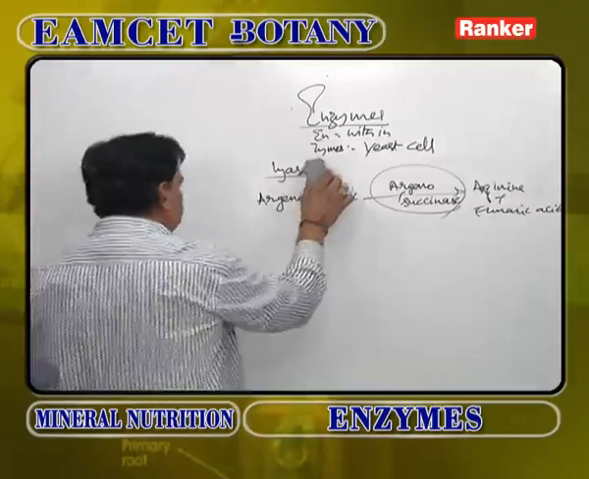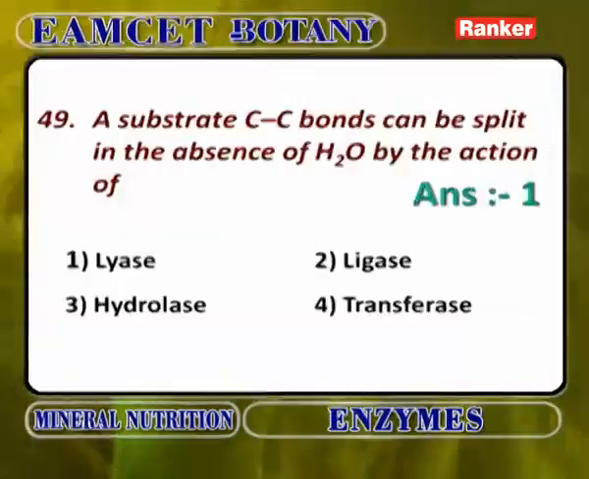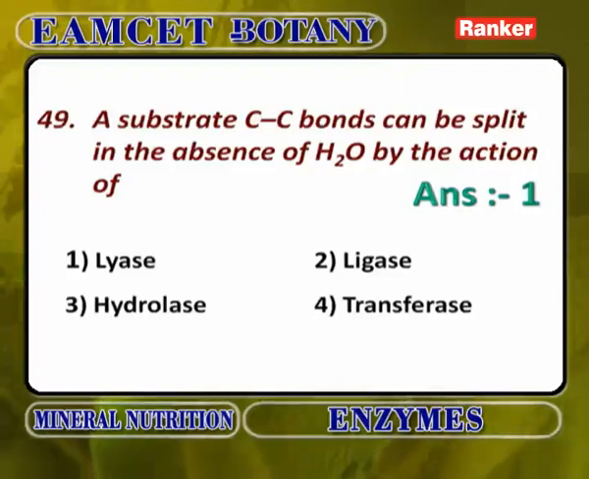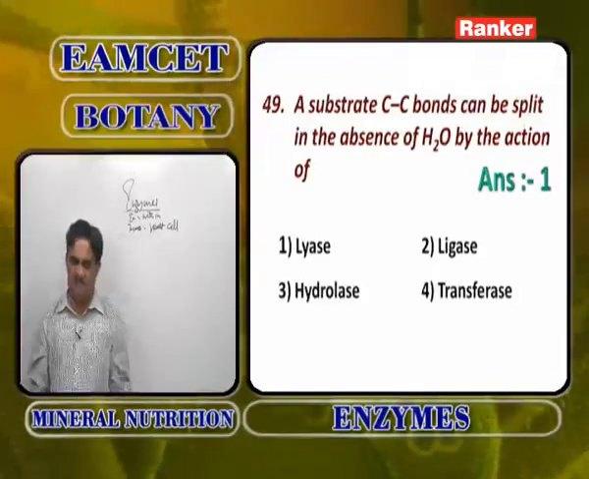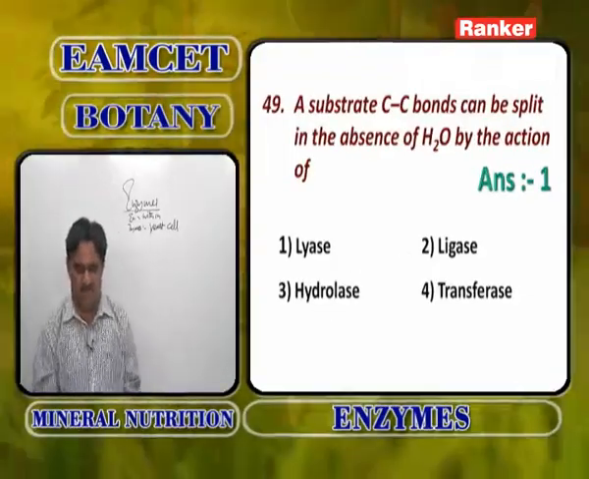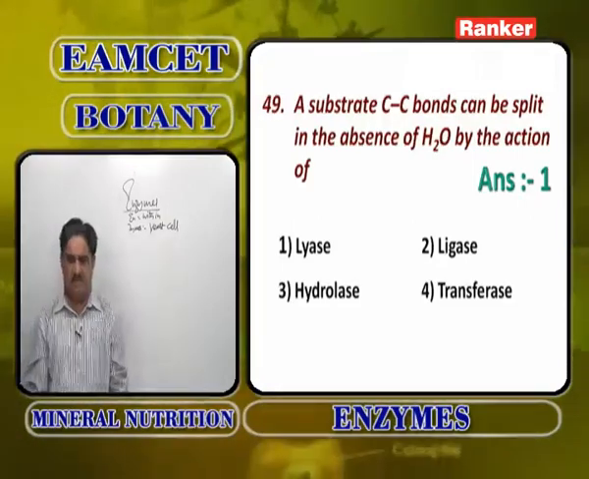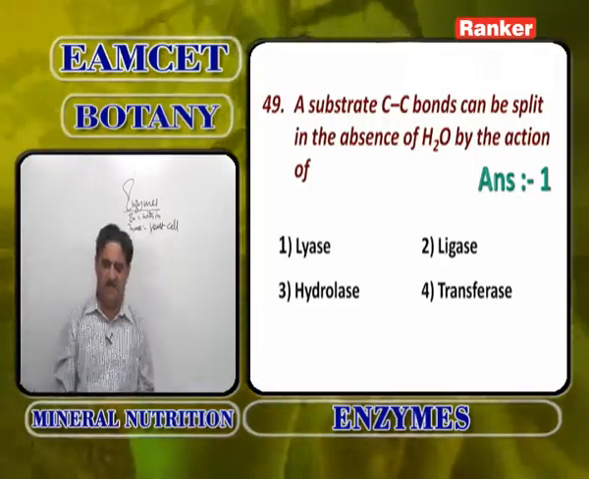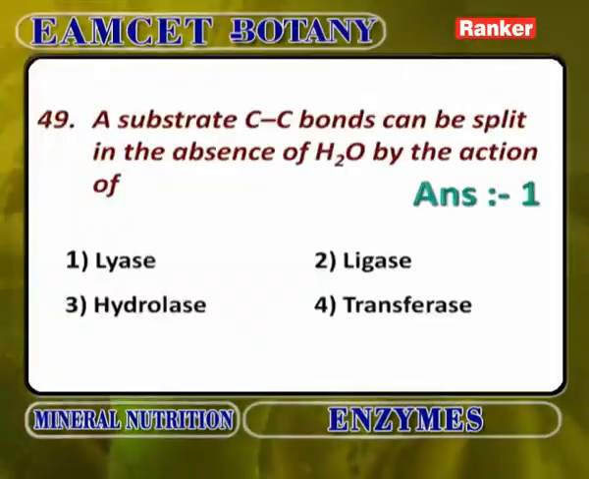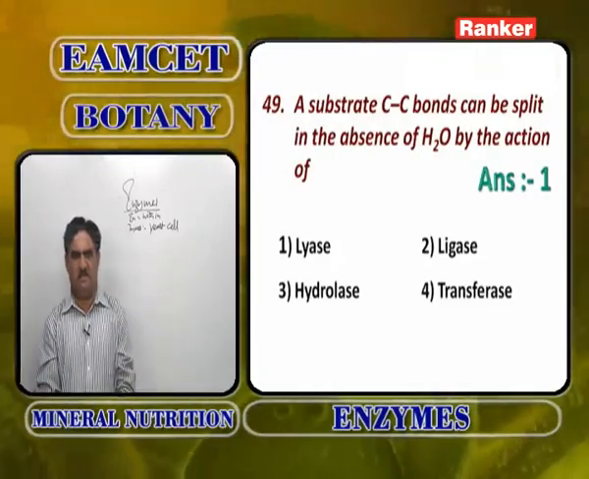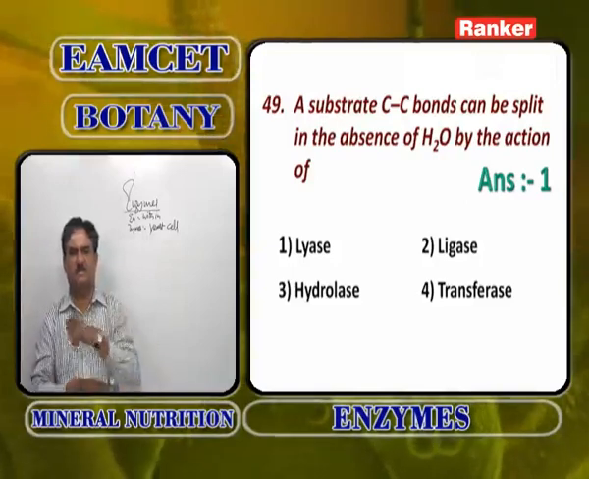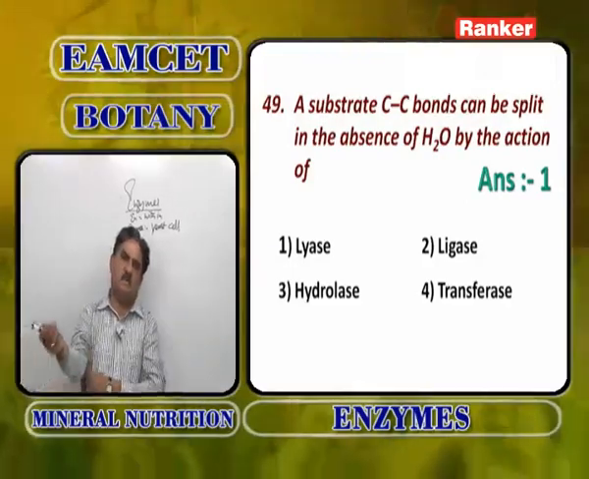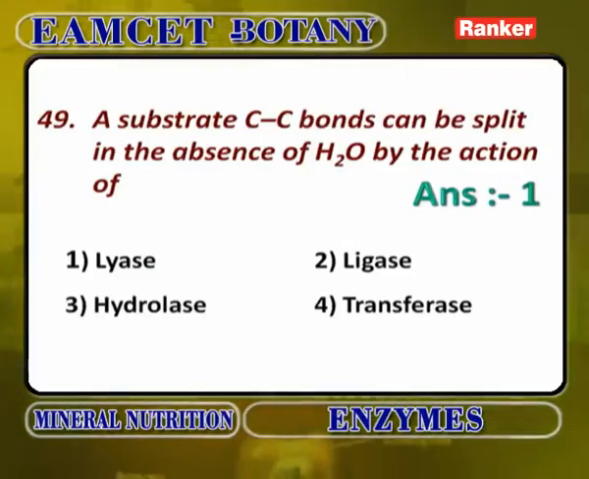What is lyase? The enzyme which breaks the bond between carbons without the addition of water, or in the absence of water. If it is in the presence of water, it is called hydrolase. But here a substrate with carbon-carbon bonds can be split in the absence of water by the action of lyases. This is the fourth class in the IUB system. The IUB, International Union of Biochemists, classified enzymes into 6 major classes: oxidoreductases, transferases, hydrolases, lyases, isomerases, and ligases or synthetases. So, this comes under the fourth class in the IUB system.